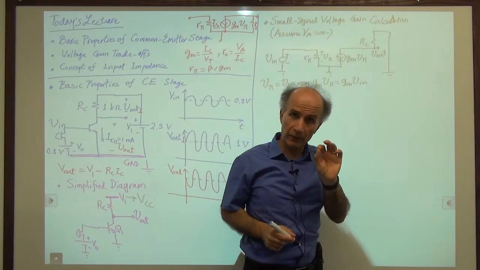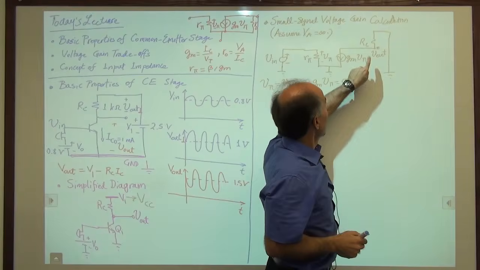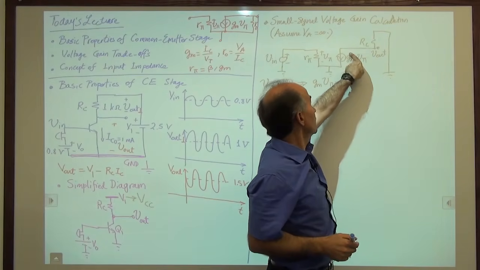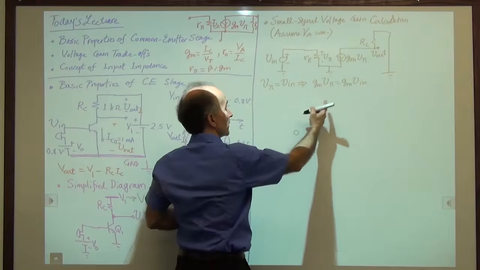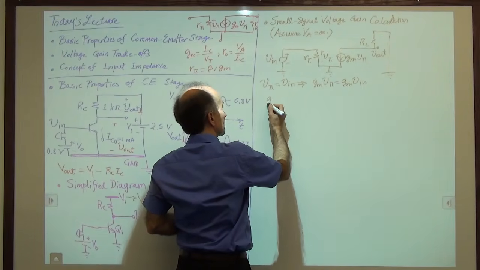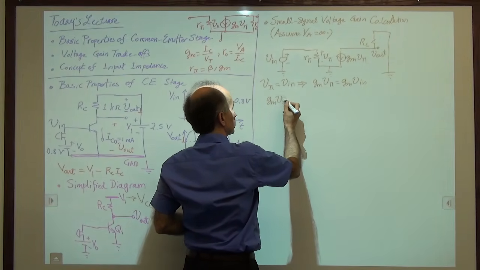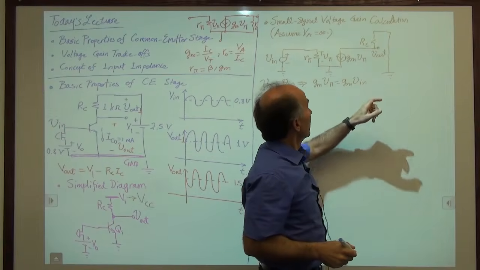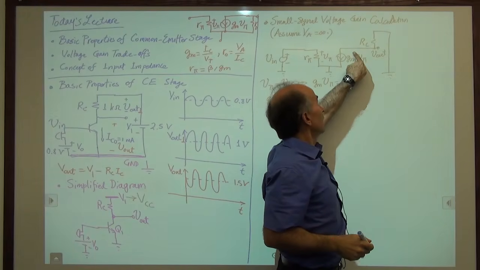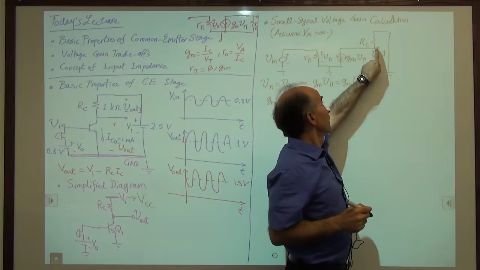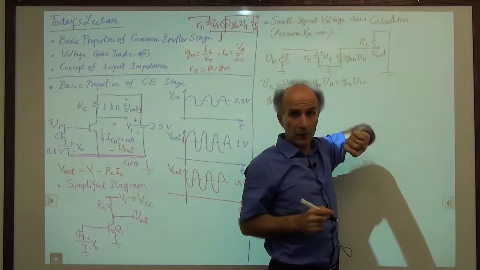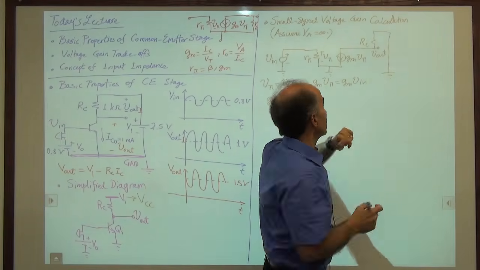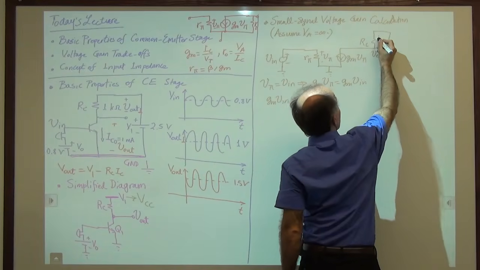Okay, so here we have to be very careful. A current is flowing out of this node this way. So we'll just call it gm vπ, which is gm vin. Now, this current flowing out plus this current flowing out must be 0. The question is, how much is this current?